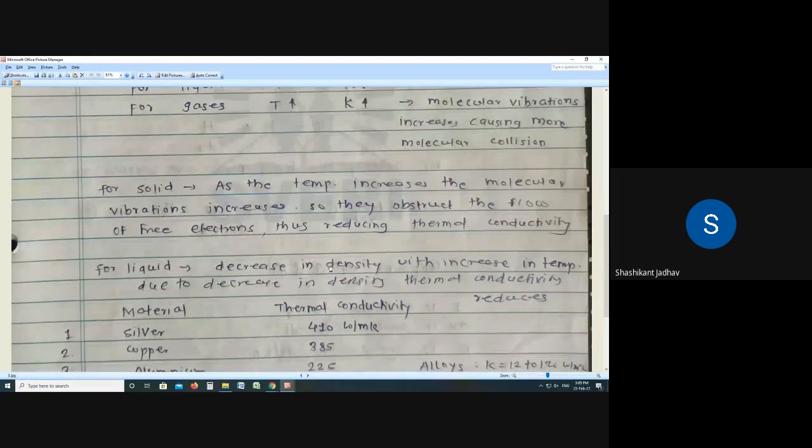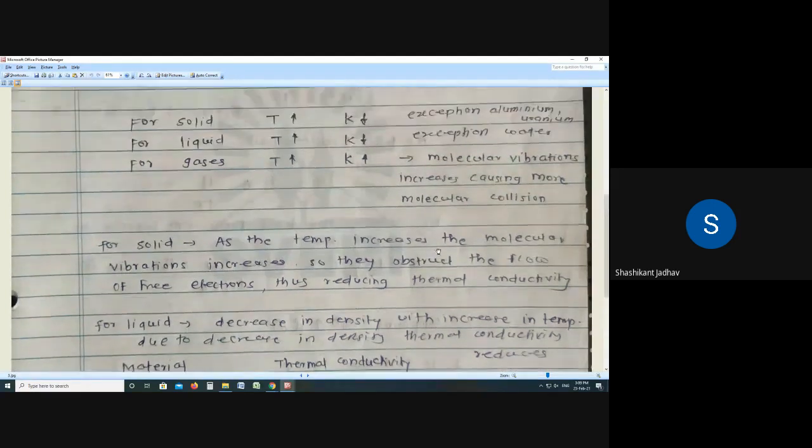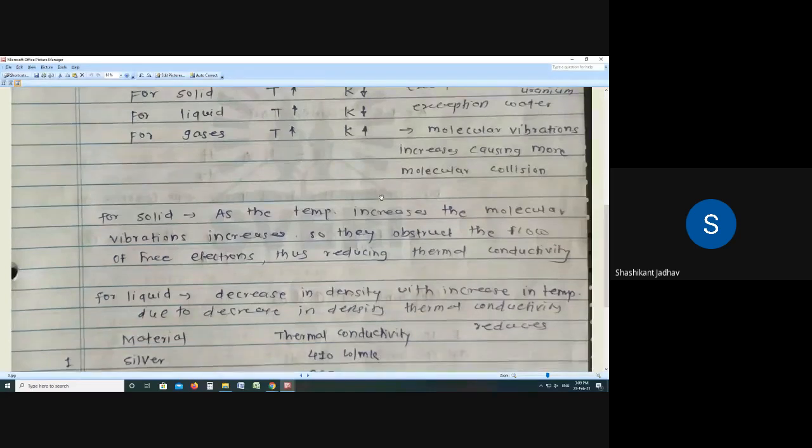And for liquids there is one exceptional case, that is water. For water, this statement is not suitable, that if temperature increases, then thermal conductivity will reduce. So write down: exception is water.